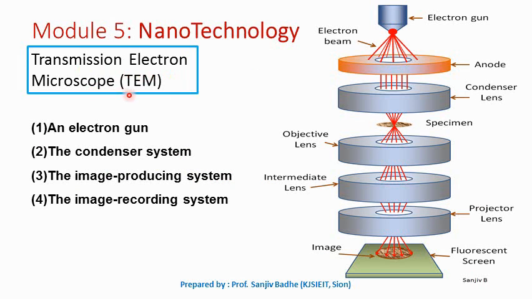Transmission electron microscope, also called TEM. This is a diagram showing the construction of a transmission electron microscope. The main parts of a transmission electron microscope are an electron gun, the condenser system, the image producing system, and the image recording system.